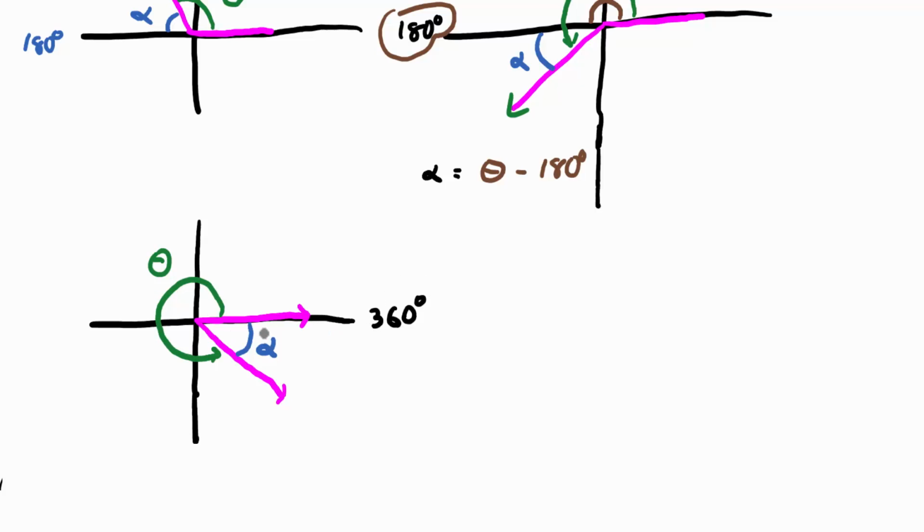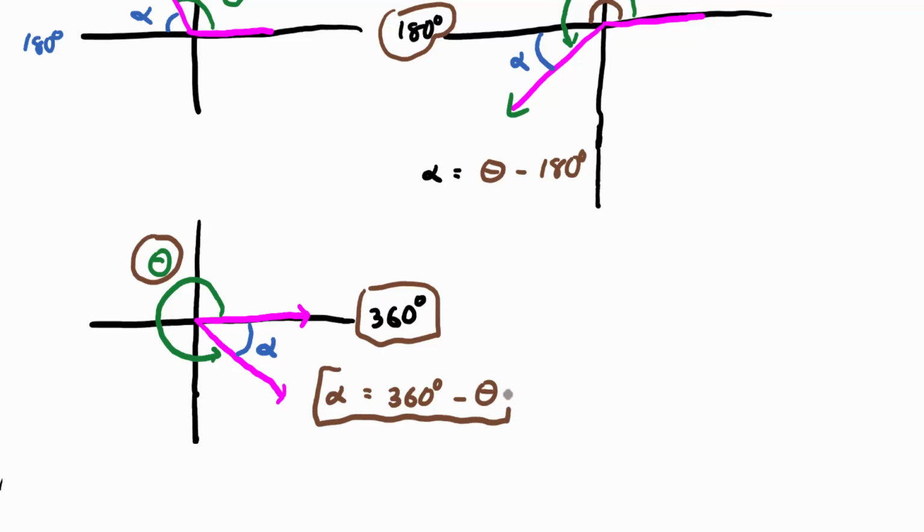How are you going to find alpha? So alpha is going to equal 360, the bigger angle here, minus theta, which is a big angle, but it's not as big as 360, right? And alpha is the leftover angle. 360 minus theta, that's alpha. So there's your formulas by quadrant for finding alpha. Is that clear?